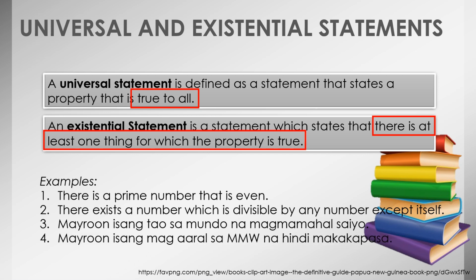And lastly, mayroong isang mag-aaral sa MMW na hindi makakapasa. This is also an example of an existential statement since this states the existence of at least one student of GEC104, or Mathematics in the Modern World, or MMW, who will fail the course.